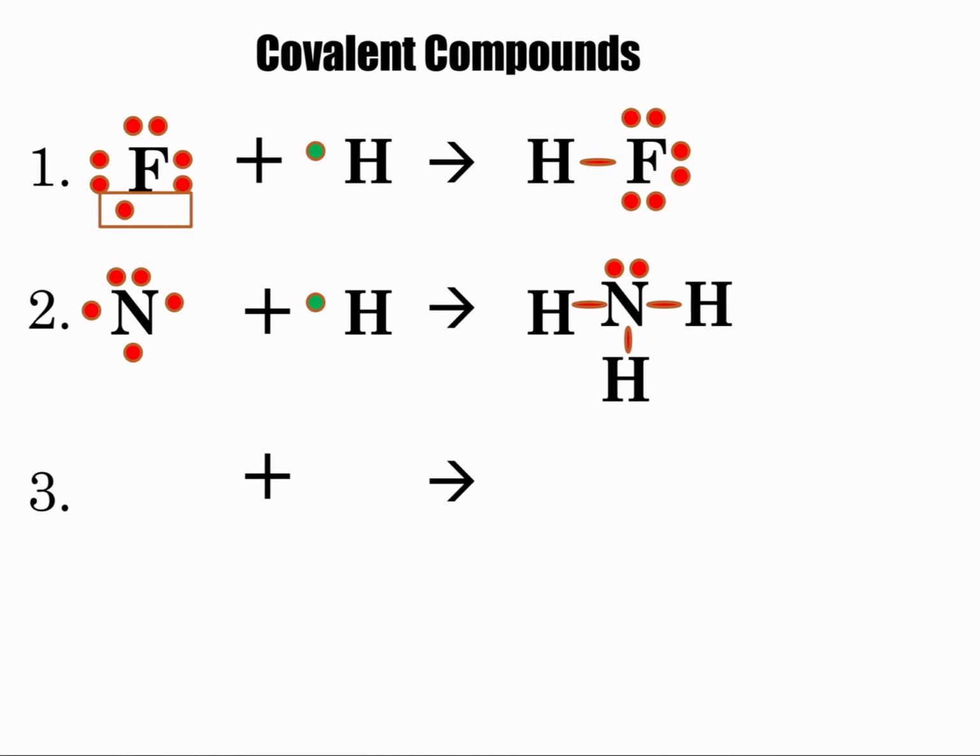Now, if you want to draw in the dots, just to remind yourself, here we go. So what does this do? Hydrogen satisfies its inner shell, its duet, and if you count all those red dots now that I've drawn in, you'll see nitrogen satisfies its octet, and it's pretty happy. That's why the formula for ammonia is NH3, right? The formula for fluoric acid is HF.